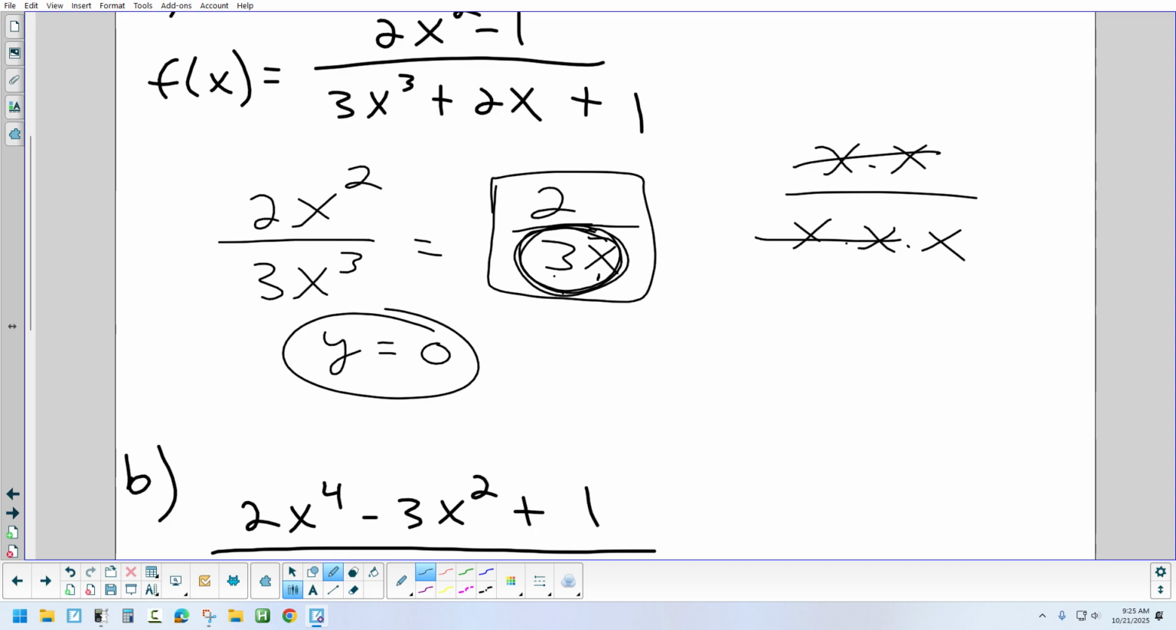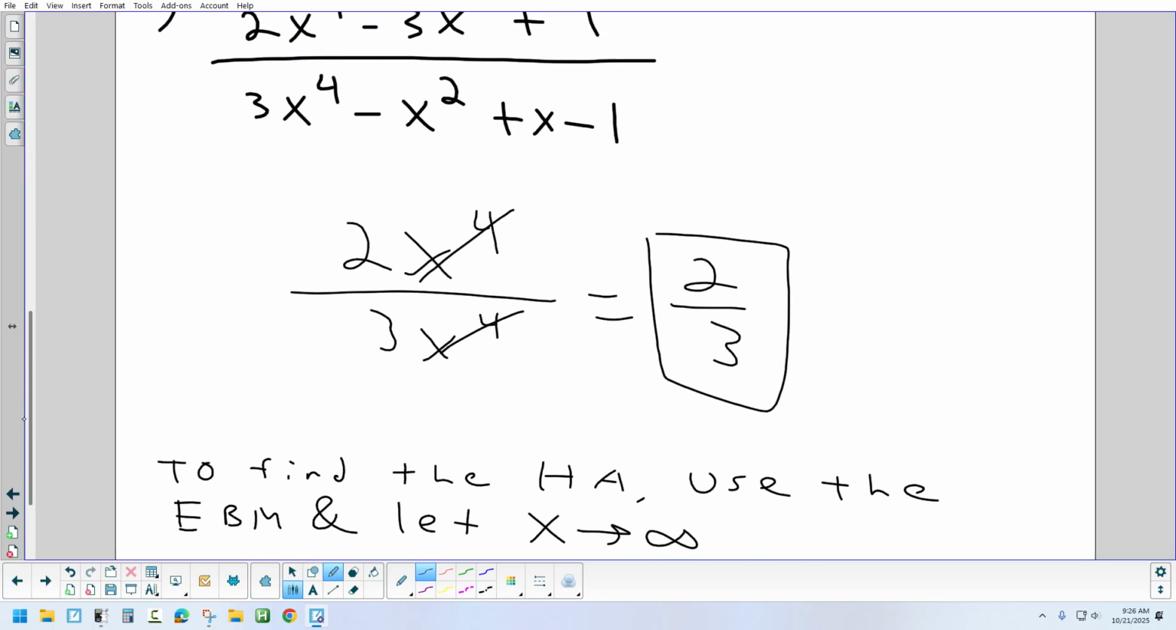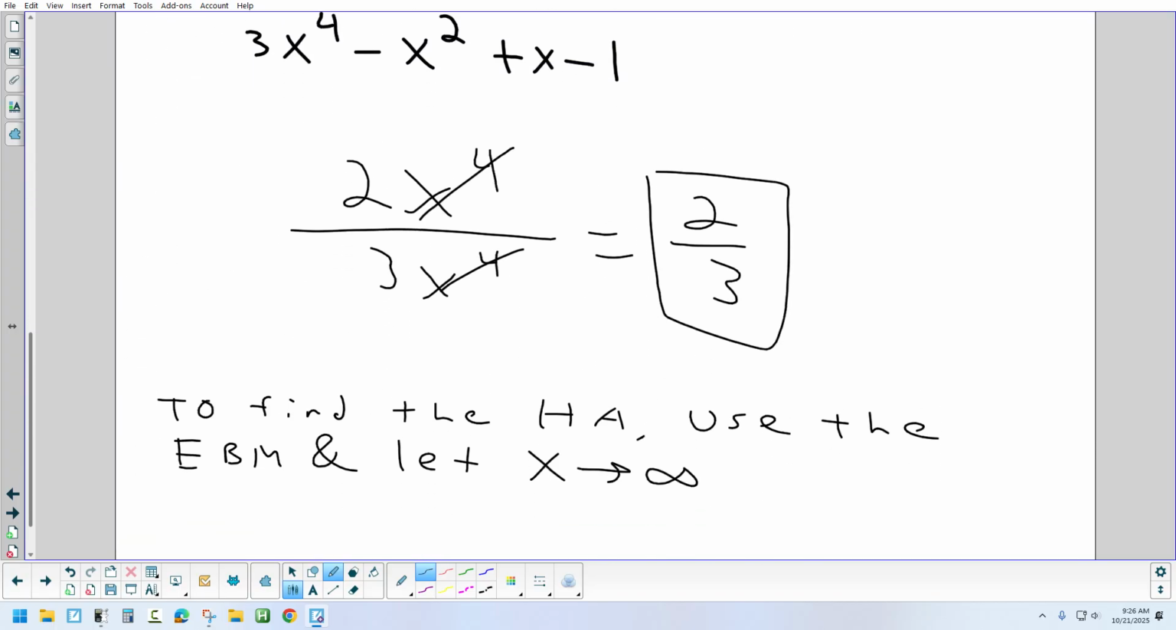So we look at what happens to the EBM as x approaches infinity. There's only going to be two options for the EBM today. It's either going to approach 0 or it's going to approach a number. This is the example where it approaches 0, and that occurs because there's a variable in the bottom of the fraction. Let's look at this one. Where's the x in this EBM? There is no x.